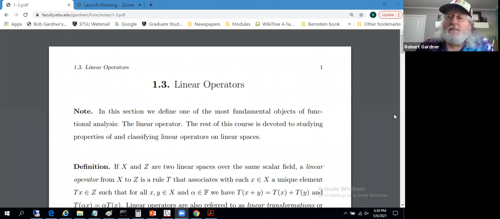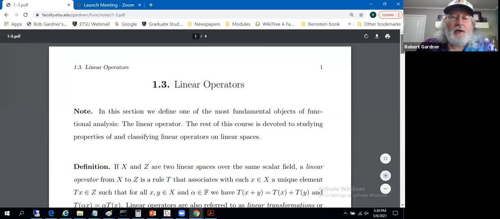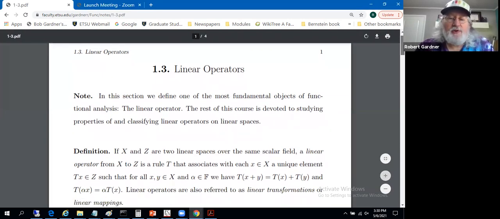All right, with linear spaces behind us, at least the definition's set up, let's consider linear operators. So we'll define the most fundamental object of functional analysis, the linear operator. The rest of the course is devoted to properties of linear operators, classifying linear operators, mappings from a linear space to the real numbers are examples of linear operators, but more specifically, they're examples of functionals. And the title of the class is Functional Analysis. So big time linear operators fit in the discussion.